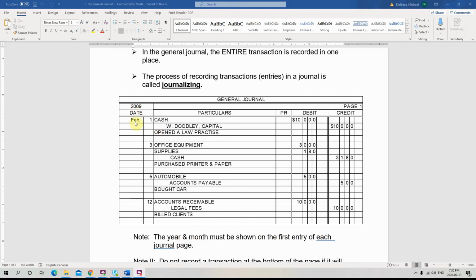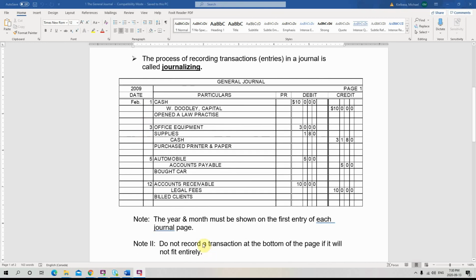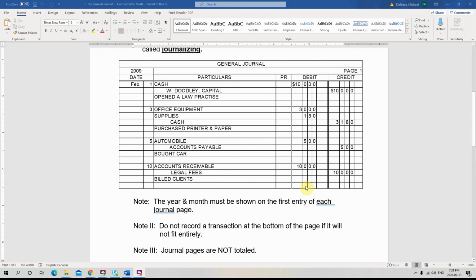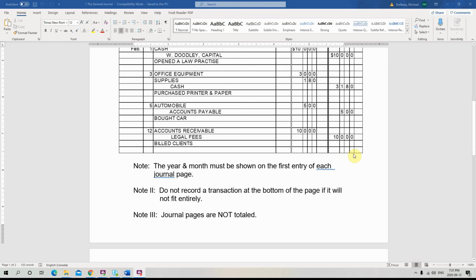So the year and the month. Okay. Now, don't record half a transaction on one page and the other half on another page. Okay, so if it doesn't fit, just skip those lines. And then notice that on a general journal, you don't total anything up. We'll worry about totaling up the accounts when we post, okay, which is coming up in the next video.